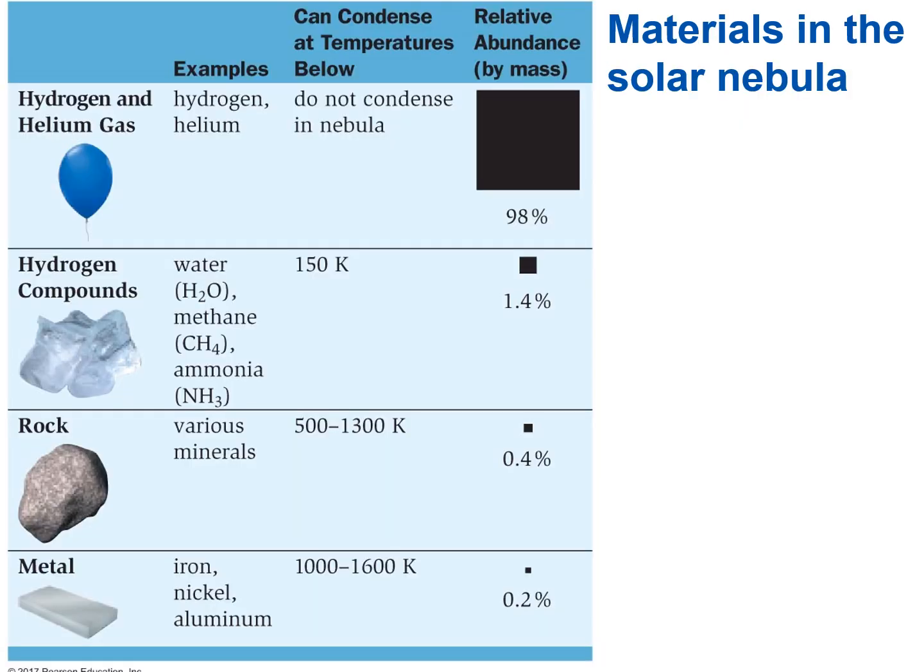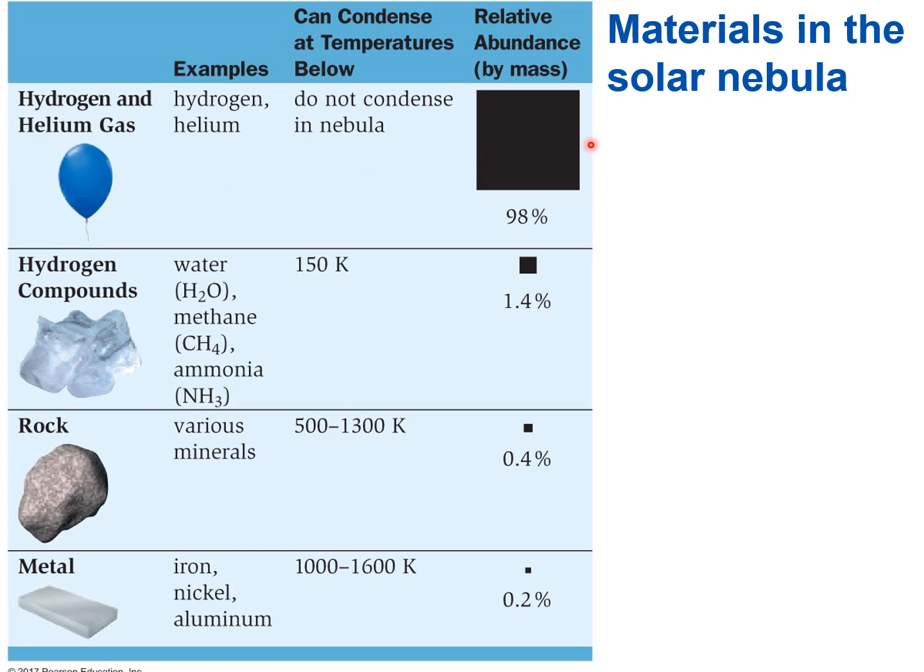So to understand why there are these different types of planets and why the terrestrials formed close to the sun and the Jovians formed away from the sun, we have to have an understanding of what the solar nebula was made of. Back when it was just a cloud of gas, what did it consist of? And so there are 4 main categories of materials that I want you to know. The most prominent in the solar nebula was hydrogen and helium gas.